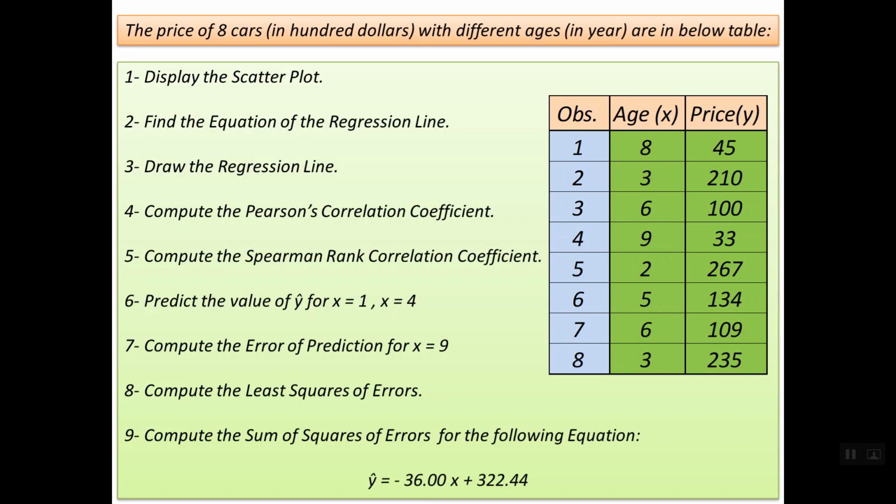Let's again understand how to compute the Spearman rank correlation coefficient, but with some details from other presentations regarding the regression line and the Pearson correlation coefficient and other things. First, we have this question. We have the price of 8 cars in $100 with different ages in years in the table below. So we have 8 cars. Of course, they are of the same model or brand. For example, for car number 1, its age is 8 years, so the age is considered to be the X variable, while the price of this car is 45 multiplied by $100.